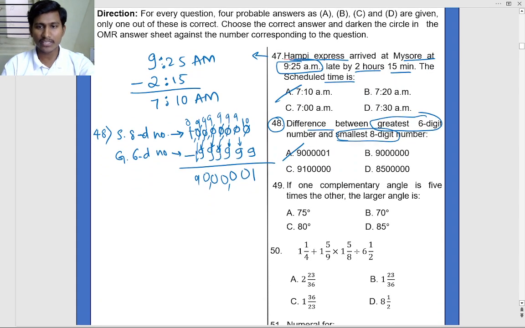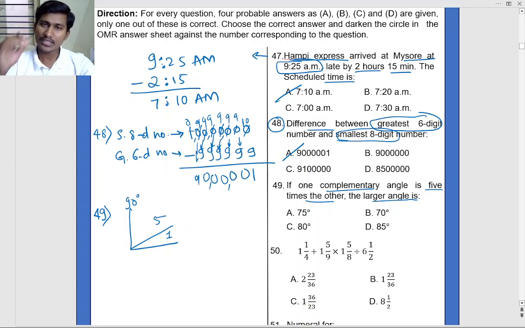So now let us go to the next, 49. Question 49. If one complementary angle is 5 times the other, the larger angle is, they are asking. Complementary means the sum of the two angles will be 90 degrees, right? So one complementary angle is 5 times the other. If it is 1, then the other will be 5 times. So total how many times? That is 5 plus 1, it is 6 times.